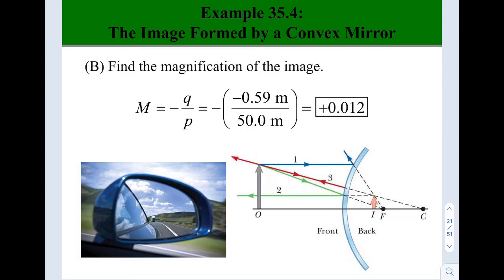Part B: Find the magnification of the image. Lateral magnification is equivalent to negative q over p. Substitute negative 0.59 over 50, and you will have positive 0.012. What does that positive mean? It's upright. It's less than 1, which means it is reduced in size.